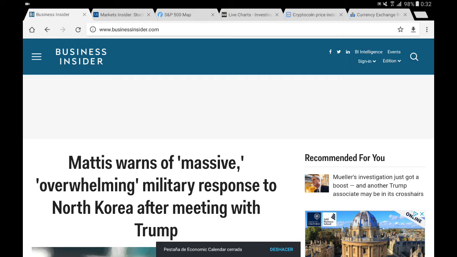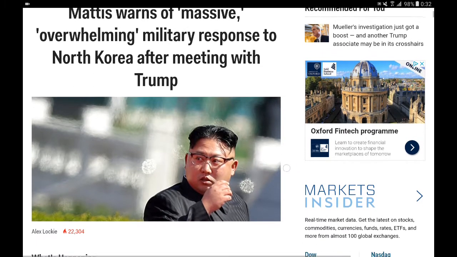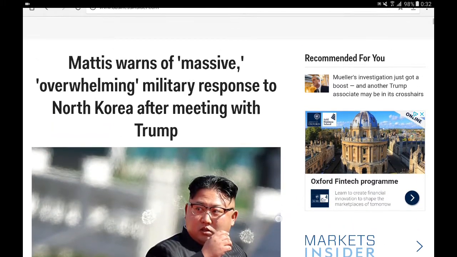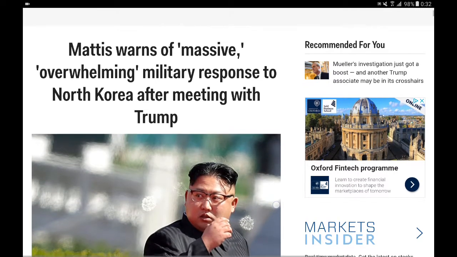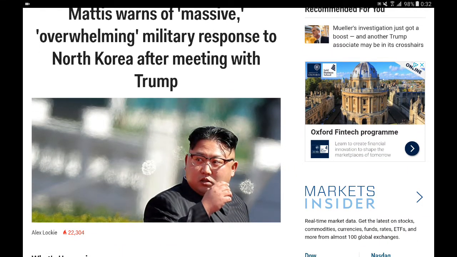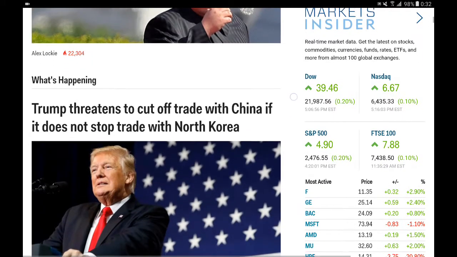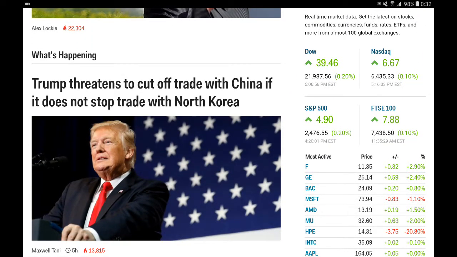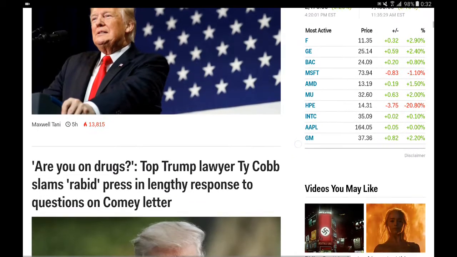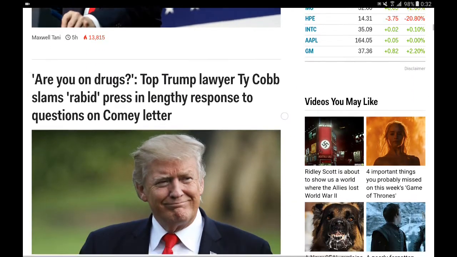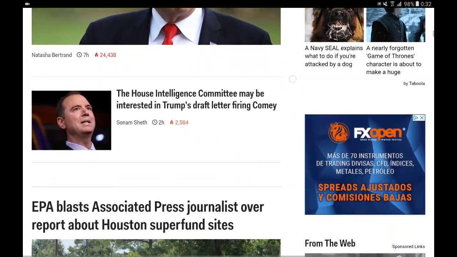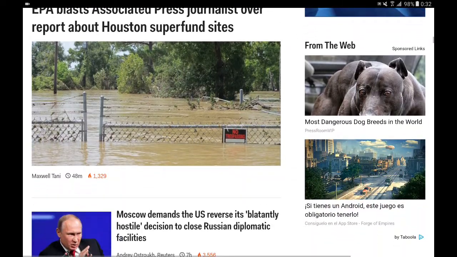Now let's have a look at some news. And here we are at businessinsider.com, and what we can see, Mr. Kim Jong-un here in the first picture, and we have still warnings of nuclear war, missile launches and stuff like that. Over here we have Mr. President Donald Trump threatening to cut off trade with China if it does not stop trade with North Korea. So the sanctions over there.